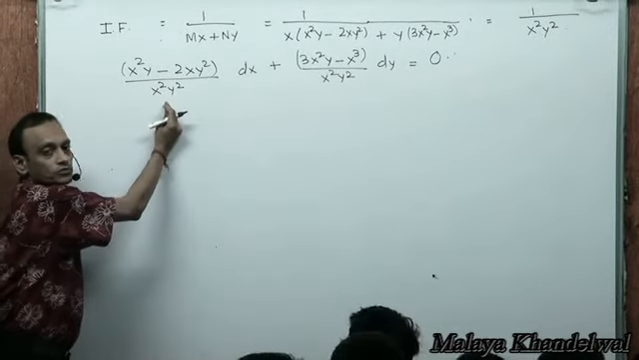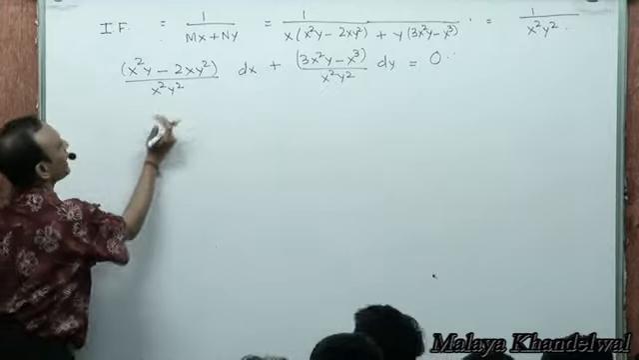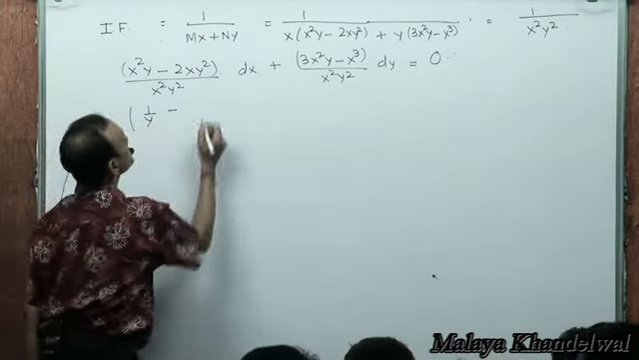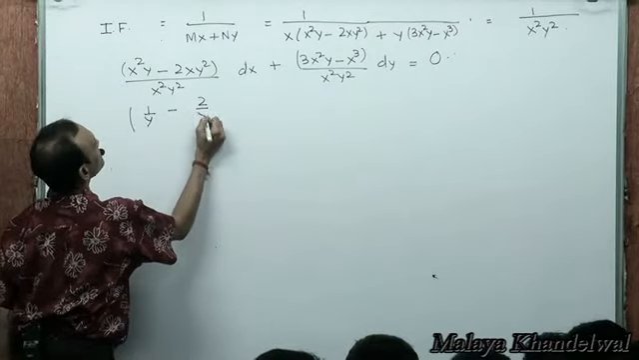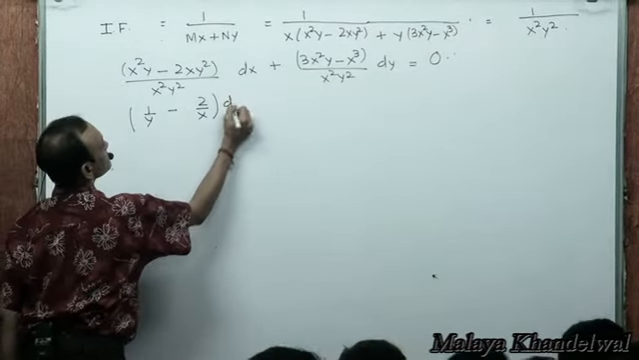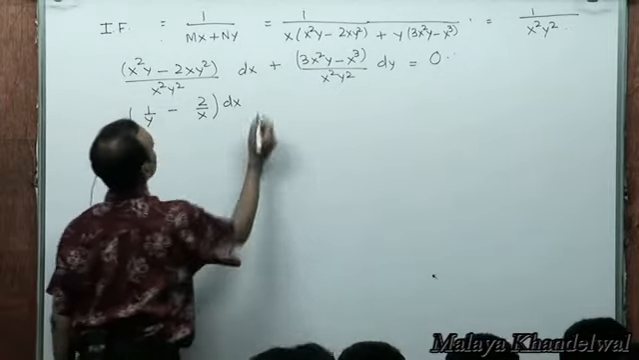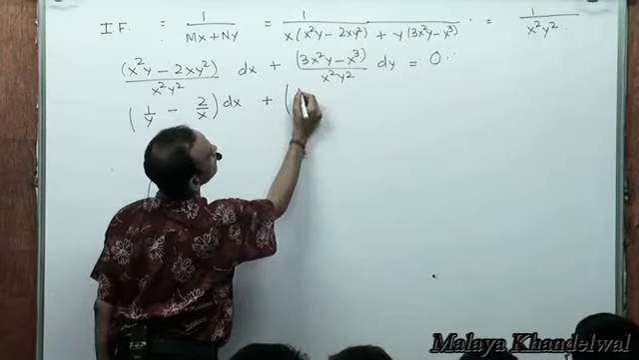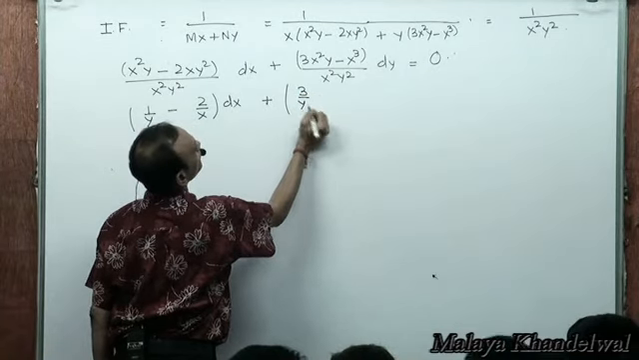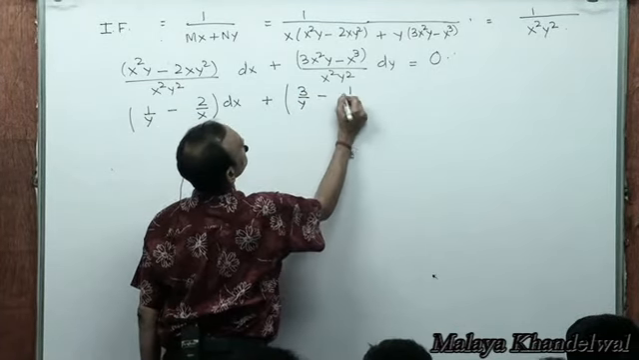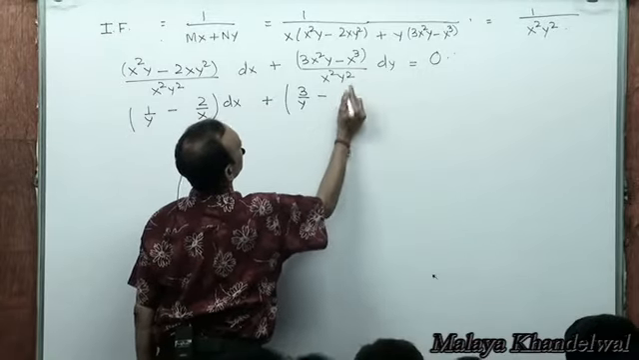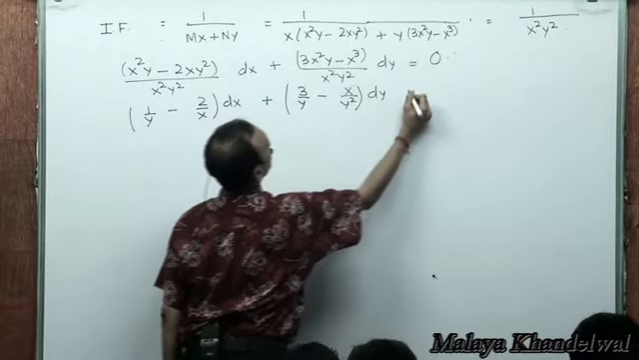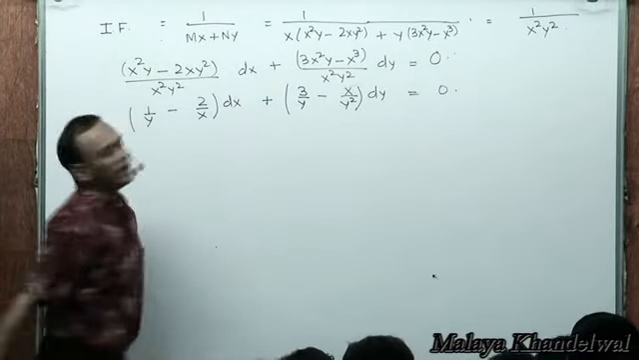So let me carry out a division here. This is like 1 by y minus 2 by x dx plus this is like 3 by y minus 1 by minus x by y squared dy equal to 0. Right? Yes or no?